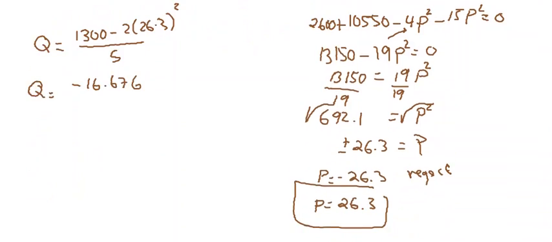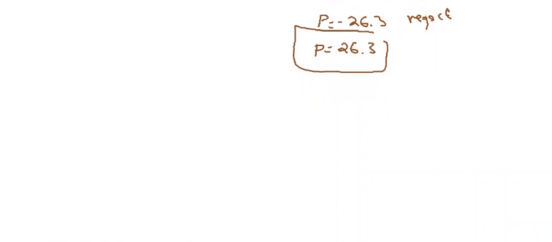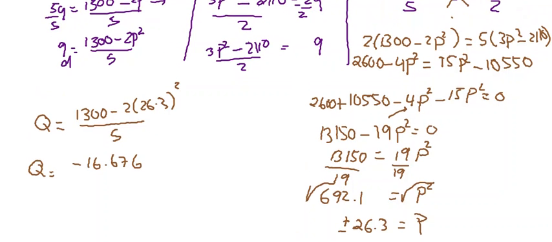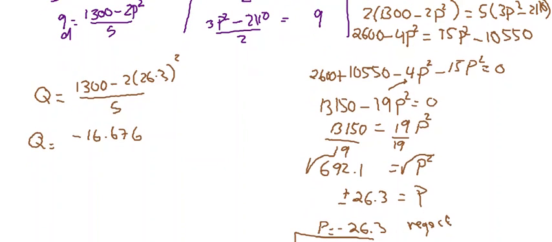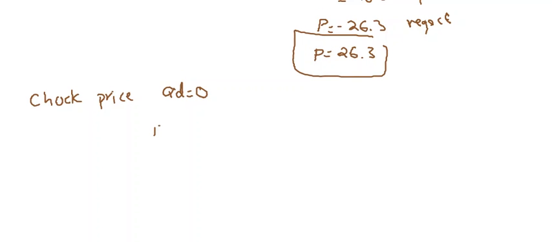Now here he wants us to find what? To find also the choke price. In finding the choke price, we know that QD is equal to 0. So instead of QD, we substitute 0. So we have 1300 minus 2p squared over 5, and this is equal to 0.